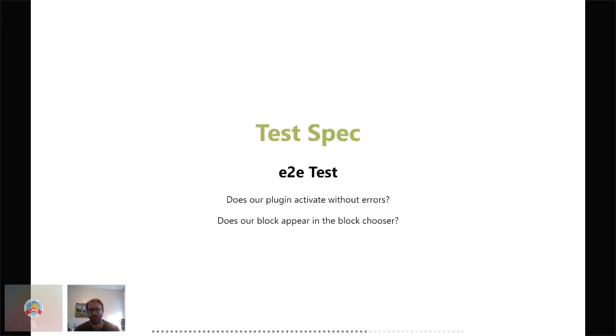Does our plugin activate without errors? I do plugin development, and one of the important things is you install the plugin on a fresh test site and you hit activate, because there's that disappointing screen where it says errors. You really don't want your end users to see that. So this end-to-end test suite will activate the plugin, which is cool because that'll fail early. You have a real problem. And I also want to make sure, does it appear in the block chooser.